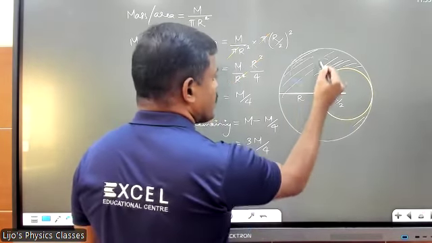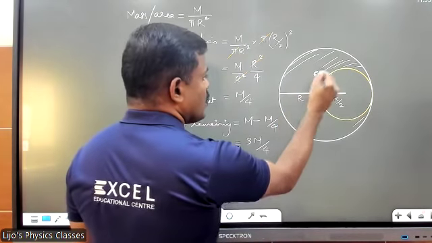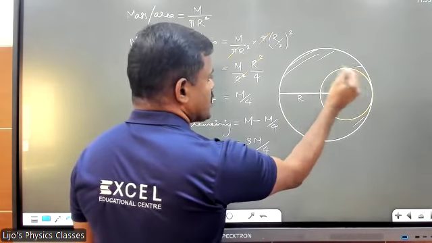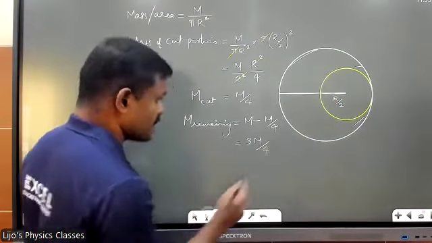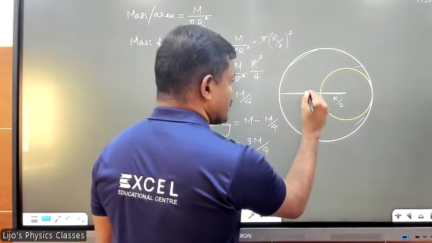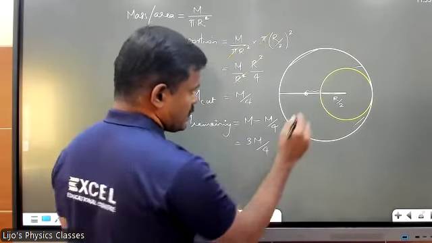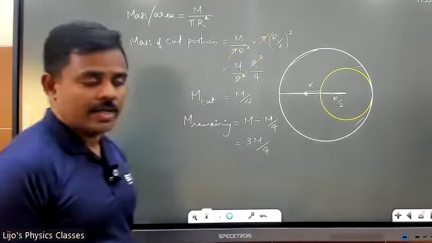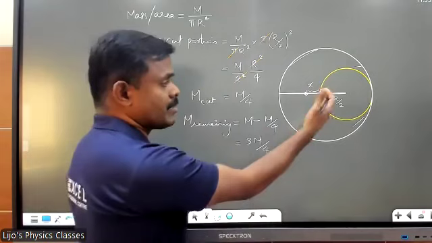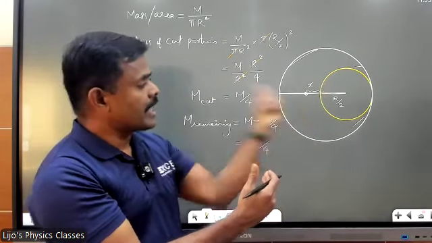Center of gravity of the remaining disk. Just assume that the center of gravity of the remaining disk is here, at a distance of x. Just imagine the center of gravity of the remaining disk is at a distance x.